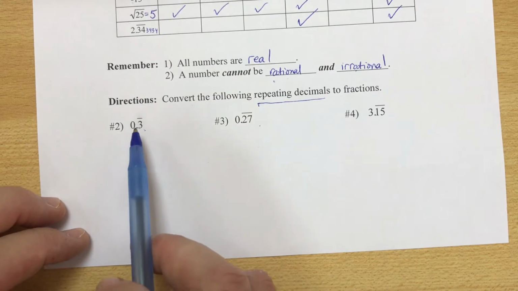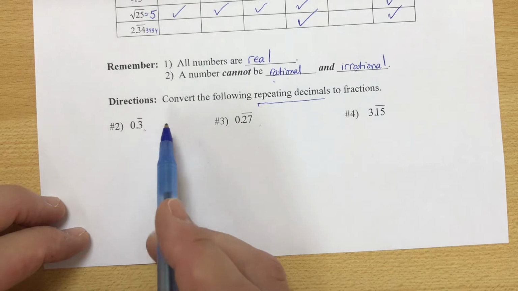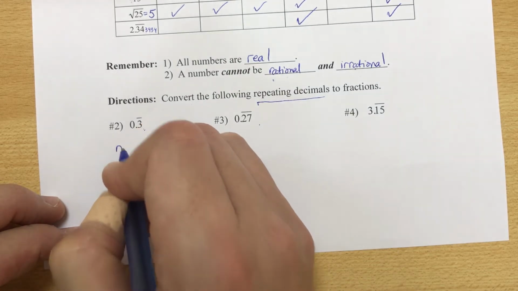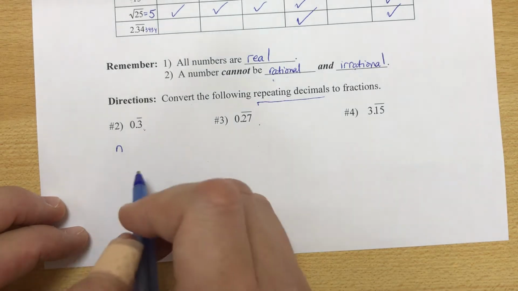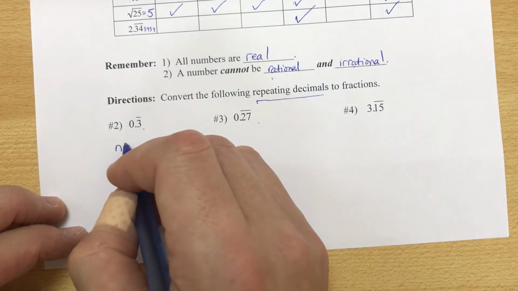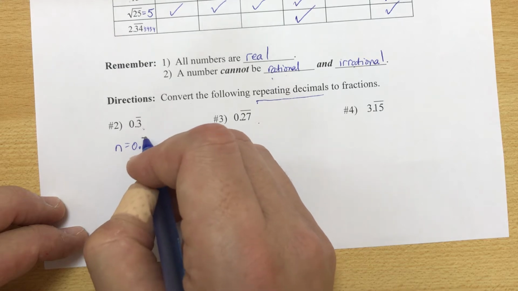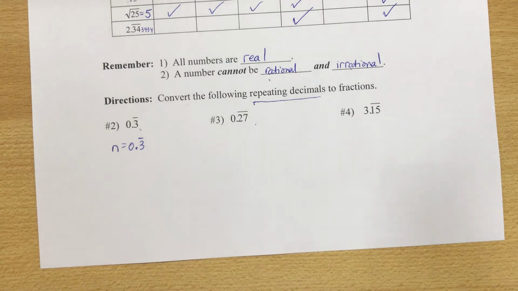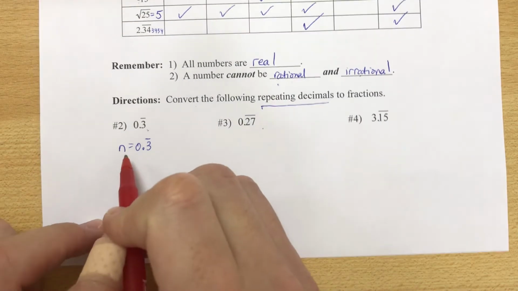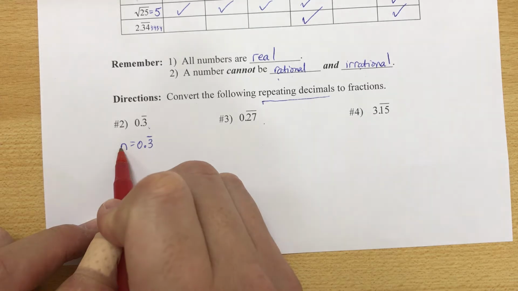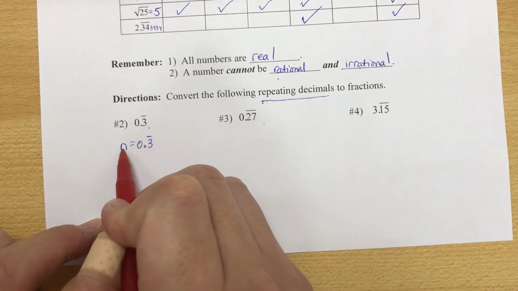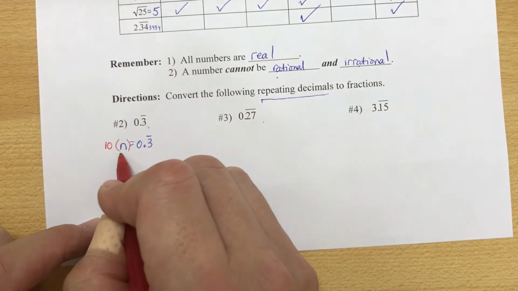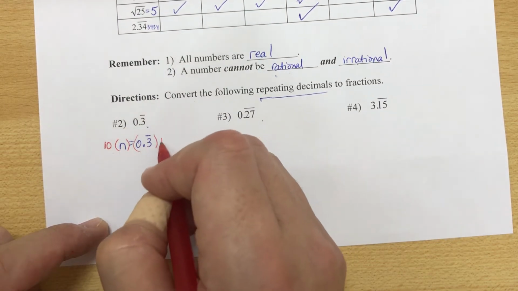So if I look at 0.33333, what I'm going to do is use a variable, I'll call it n. Okay, n just represents a number. n is 0.3 repeating. Now, one thing I'm allowed to do when I solve equations is I can multiply an equation by a different value. So let's say I multiply both sides here by 10. I'm going to multiply the left side by 10, and I'm going to multiply the right side by 10.